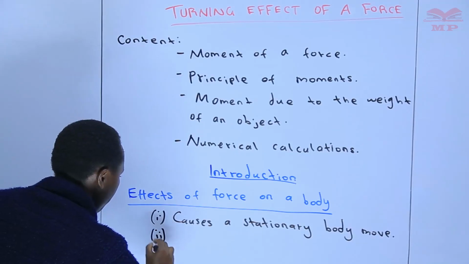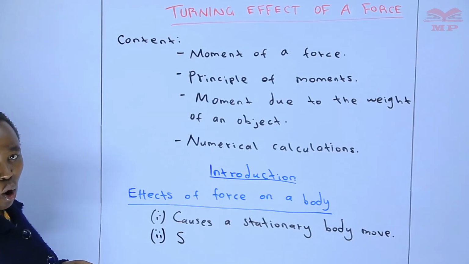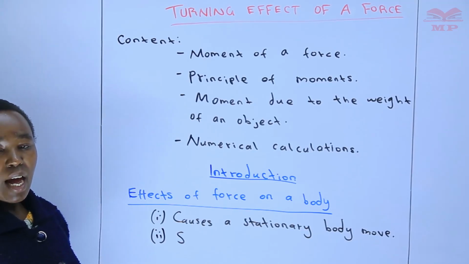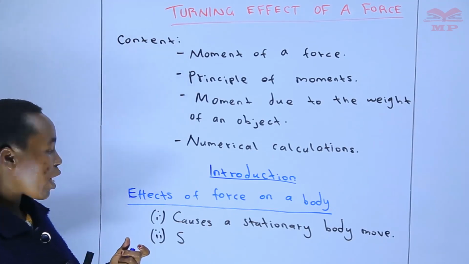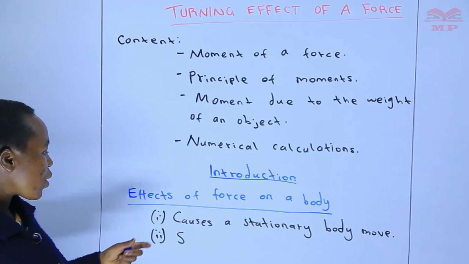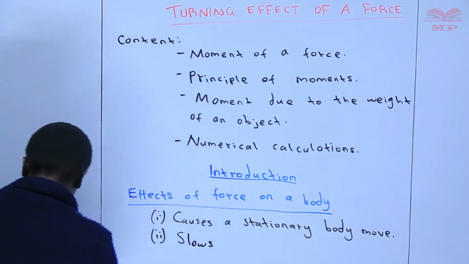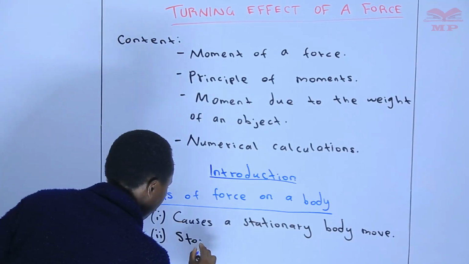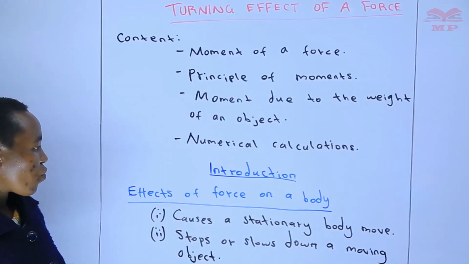Number two, force can also stop or even slow down a moving object. For example, when one is driving and he or she applies brakes, it can lead to a stop or even to the slowing down of that vehicle. So we can say that force also stops or slows down a moving object. That's another effect of force on a body.